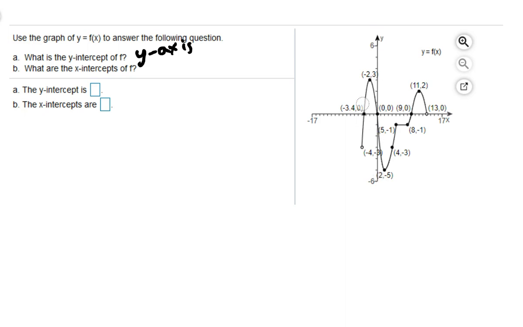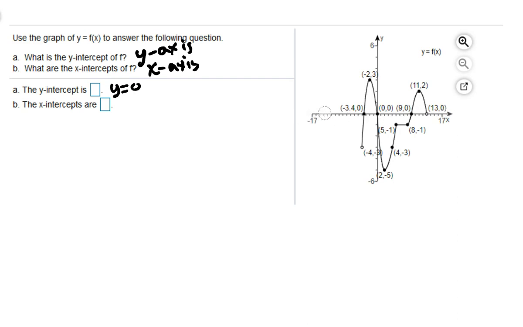And I notice that the graph crosses through the y-axis at this location right here. And if we read that location, it's 0, 0. So we have a y-intercept of 0. Then we want to answer the other part, which is what are the x-intercepts? An x-intercept is where the graph crosses the x-axis.